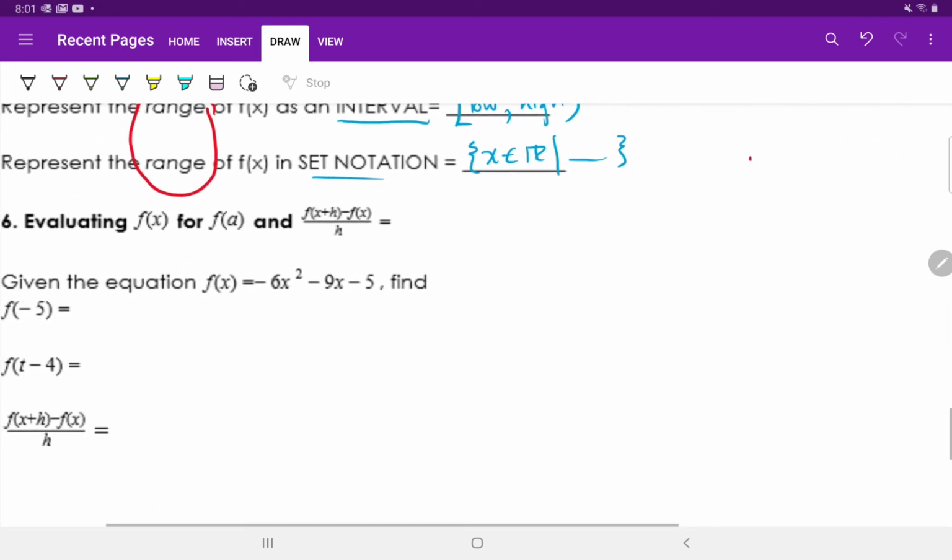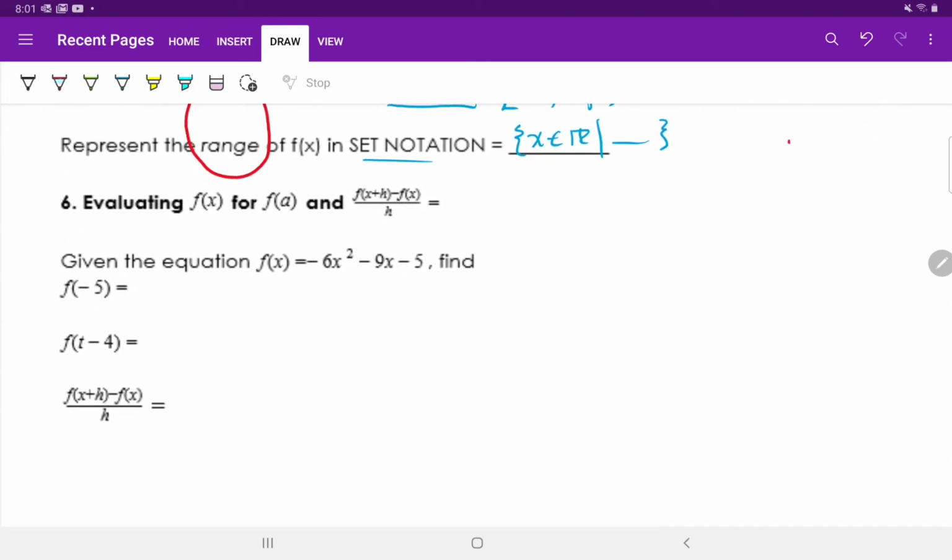Last question. This is a plug and chug question, but it's got 3 parts, and the third part is a little complicated. So whenever I'm dealing with plugging things in for a function, I like to rewrite my function, but leave a blank anywhere I had an x. So I would rewrite f of x equals negative 6x squared minus 9x minus 5, but notice the blanks instead of the x's. Then for the first part of the question, we're just going to plug in negative 5, negative 5, negative 5, and simplify. That one shouldn't be too bad.